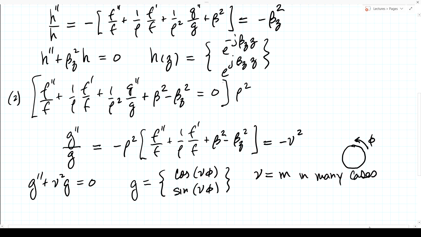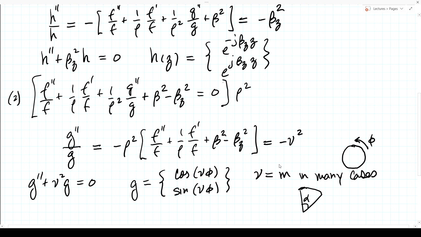But it's possible to have other kinds of cases where maybe instead of a cylinder, you had a wedge piece, like a pie shape of that cylinder, and this was some angle alpha. So now you don't have periodicity in phi, and so nu might just be an arbitrary real number. In fact, it could be an arbitrary complex number. We'll just leave it as nu, but in many of the applications, it'll end up being an integer.